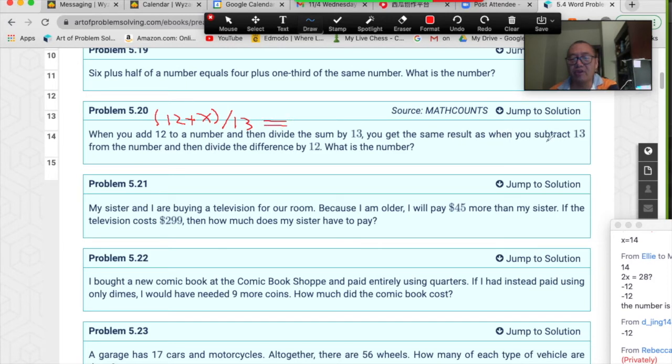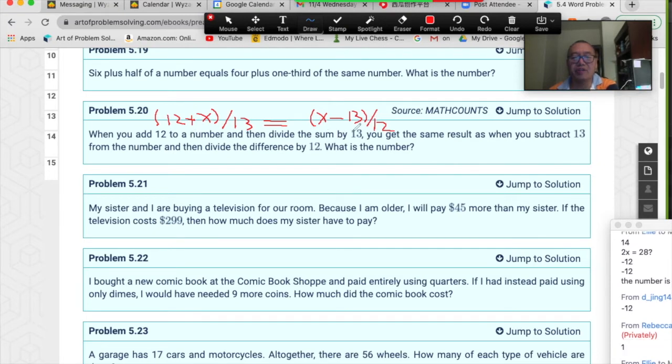the result when you subtract 13 from the number, say that's x, subtract 13 from this x, and then divide the difference by 12. Okay, so they tell you these two numbers are the same. So now everybody solve this equation.